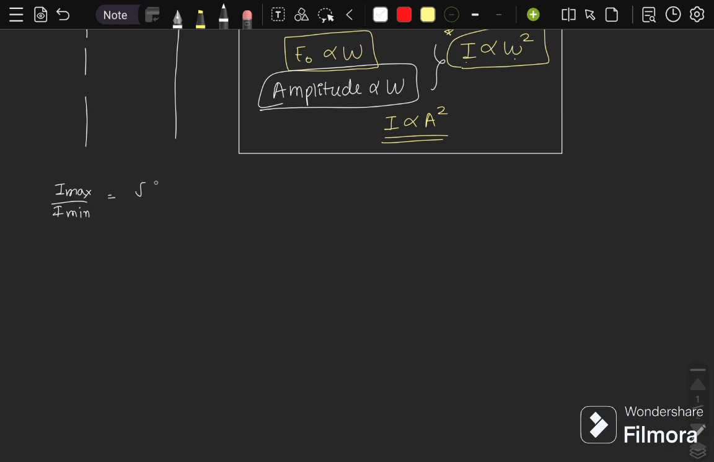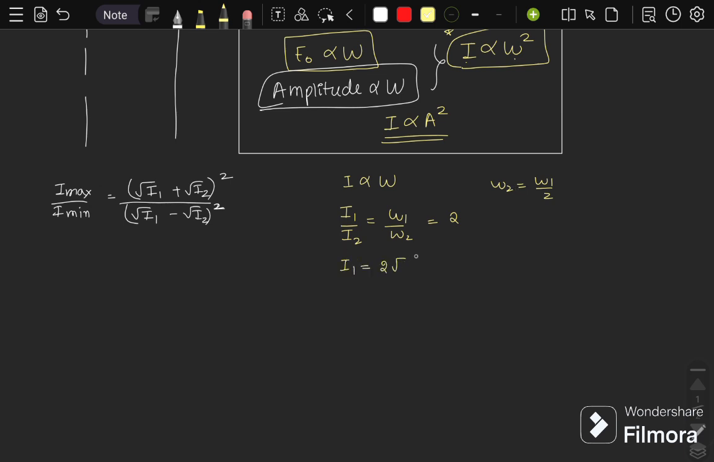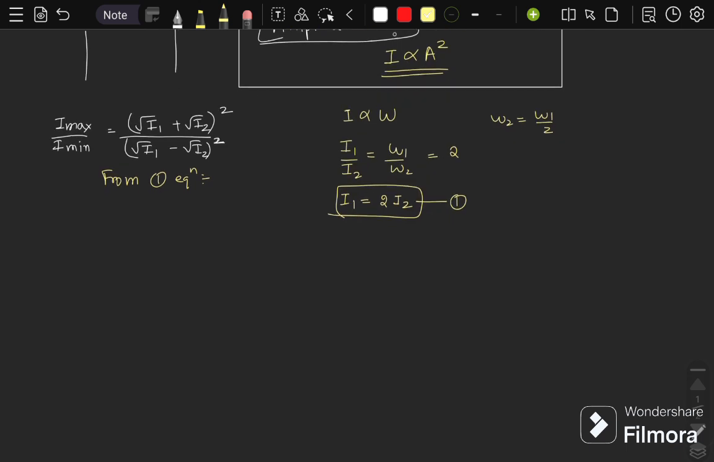We know that I max by I min is equal to root I1 plus root I2 the whole square divided by root I1 minus root I2 again whole square. So we need the relation between I1 and I2. We know that I is directly proportional to W. Therefore I1 by I2 will be equal to W1 by W2, and we got this relation from the question itself. So we can write this as 2. The ratio will be 2. If I transpose W to the RHS and 2 to the LHS, we get the ratio 2. So I1 is equal to 2 times I2. This is, let's say, the first equation.